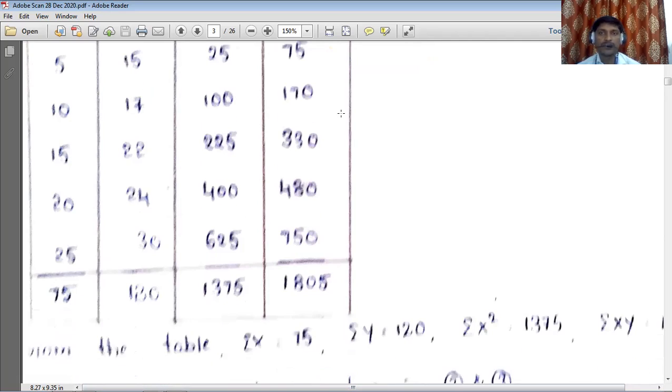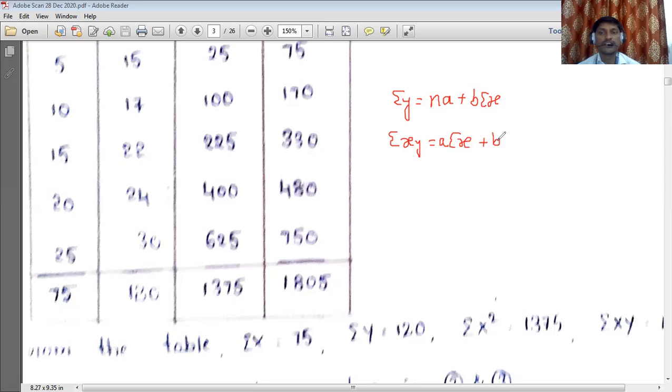So we wrote the normal equations, and you need to take those normal equations. Summation y is equal to na plus b summation x. This is the first normal equation, and another normal equation is summation xy is equal to a summation x plus b summation x square. So these are the two normal equations.